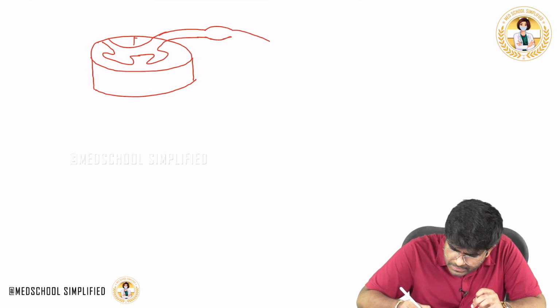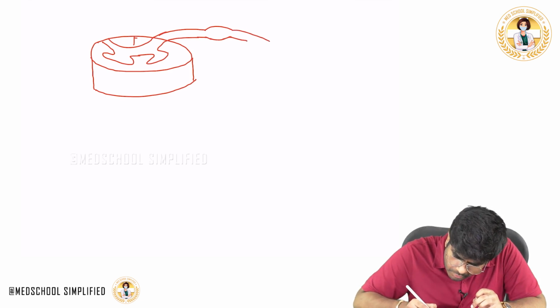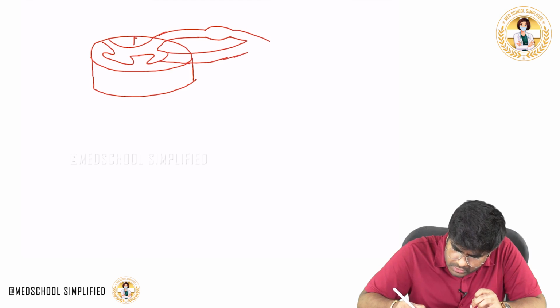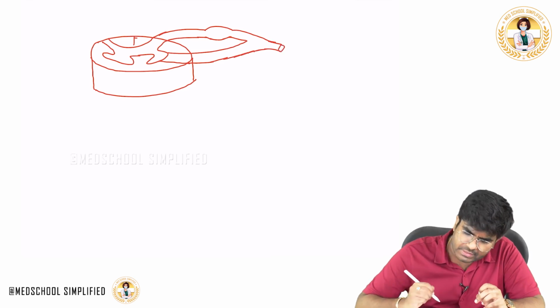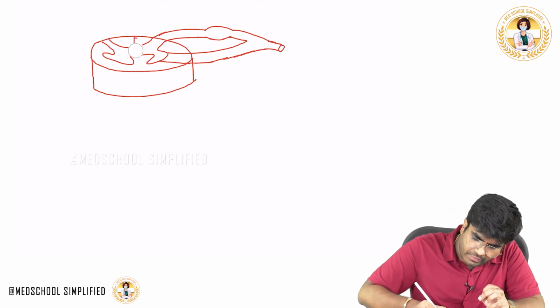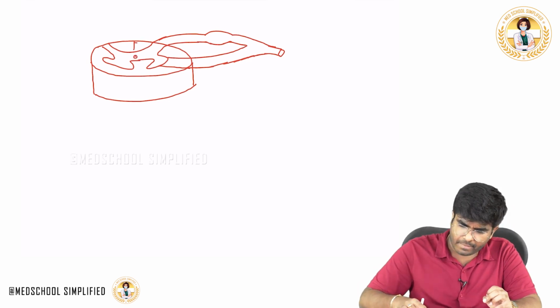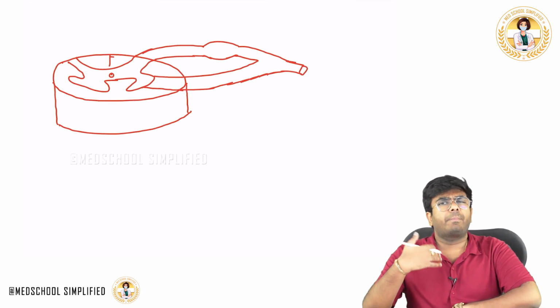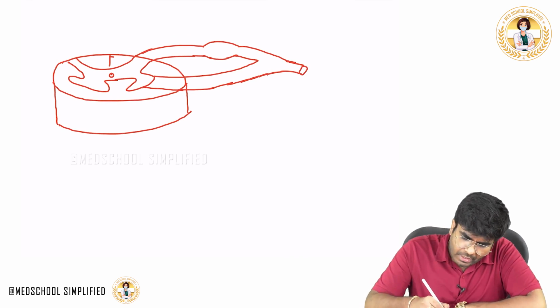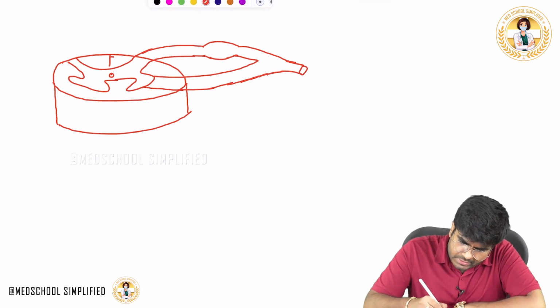And one more thing, from here these are the ventral roots. So both the dorsal roots and ventral roots fuse and form this one single structure. So what is this? This is the spinal nerve. From the spinal cord, what is originating? Spinal nerves are originating.